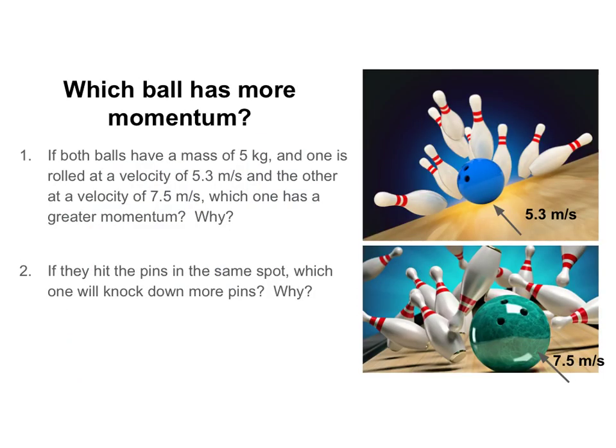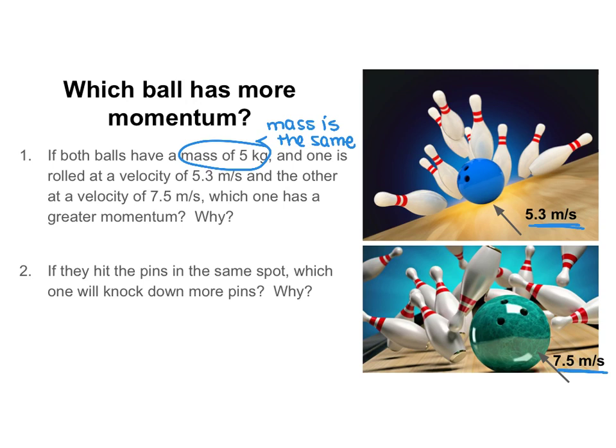So we're going bowling. We want to knock all of the bowling pins down with our bowling ball. Both balls have a mass of 5 kilograms. So we're using the same mass of ball. So the mass is the same. And one is rolled at a velocity of 5.3 meters per second. That's our blue ball here. And the other at a velocity of 7.5 meters per second. That's our green ball on the bottom. Which one has a greater momentum?